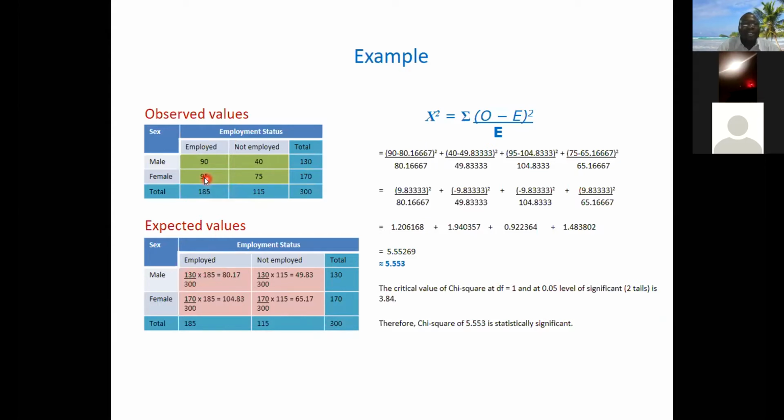The same thing for this female that I employ: 170, the row total, times the column total, 185, divided by the grand total. It's not the same. It's 170 times 185 divided by the grand total. The same thing for each of them. This one is 130 times 115 divided by the grand total. This one, the row total is 170 times the column total 115 divided by the grand total.